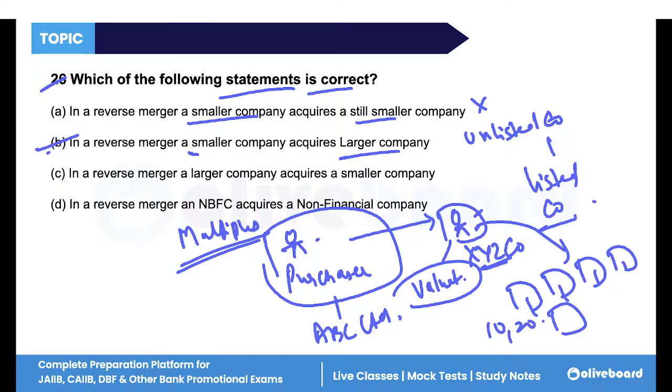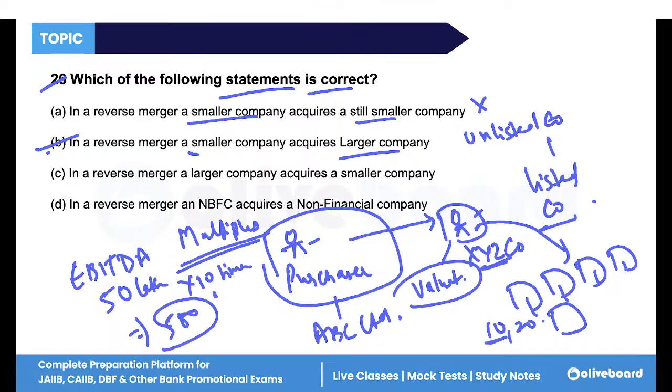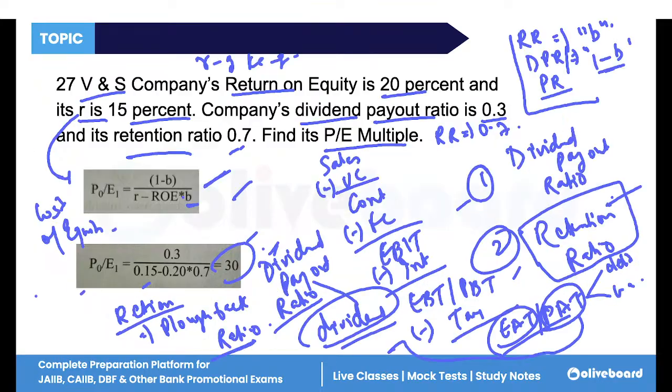Now the purchaser will ask the seller, what is the EBITDA of your company? If the seller says it is 50 lakh, let's take an example, then you will use the multiple. Suppose the multiple comes to 10 times. So you take 10 times the multiple of this company and you will find the actual valuation of this company, that is 500 lakh. Likewise, we use multiples to arrive at the value in order to purchase the company. This is the formula done.